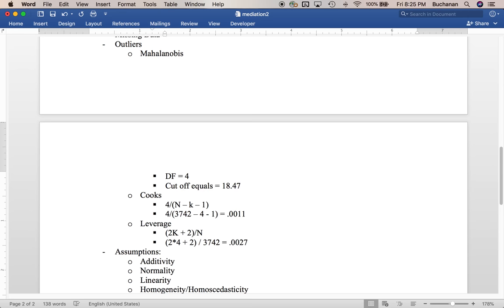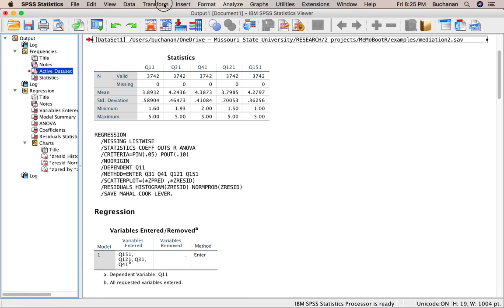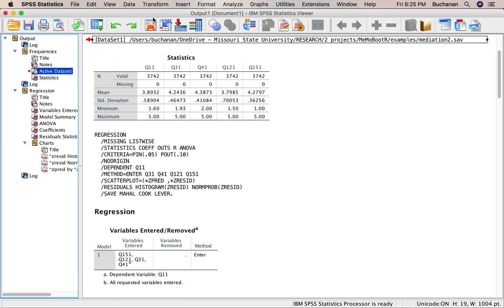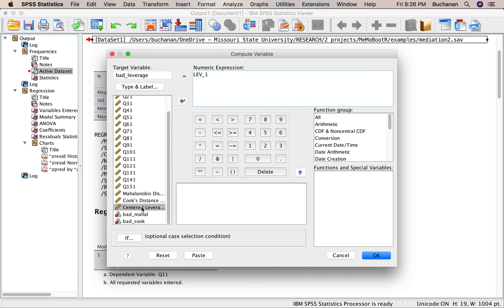Okay. Let's repeat that process of calculating outlier scores twice more. For Cook's, it's 0.0011. So I'm going to do transform, compute. This time we're going to call it bad Cook. I'm going to have a laugh at that. Cook's distance, double click on it, greater than 0.0011. Hit OK. And then let's just do one more, transform, compute, bad leverage, and clear that one out. Centered leverage, greater than 0.0027. Hit OK.